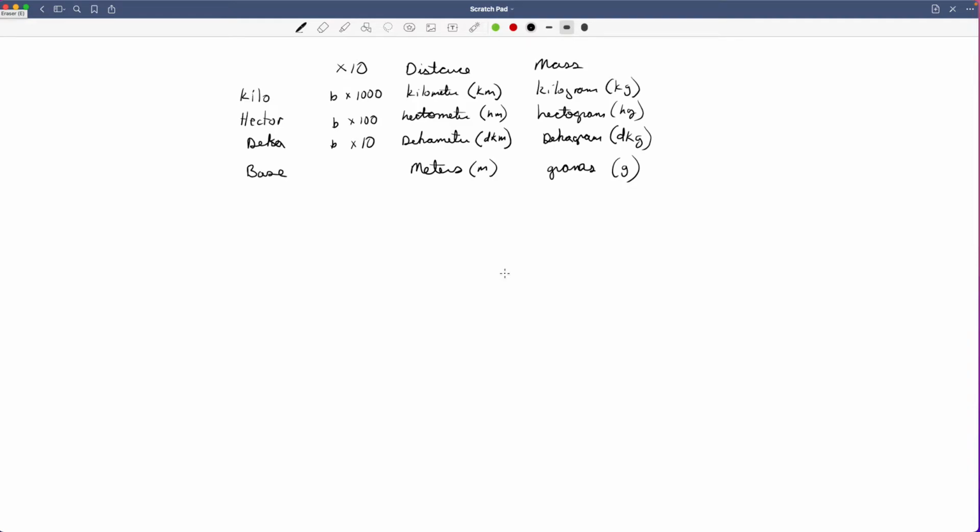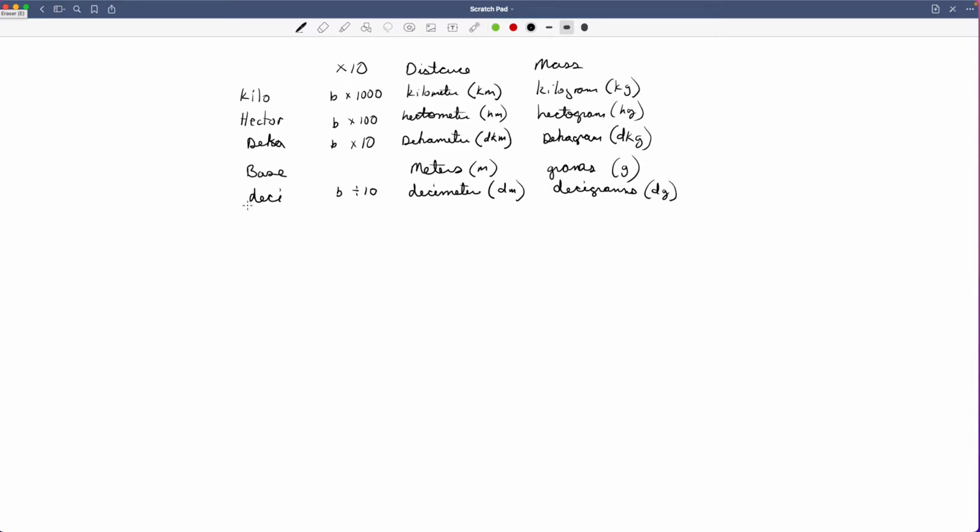But they also have smaller units. So you can go 1/10, and that's deci. So 1/10 is the base divided by 10. So that is decimeters, and that is going to be DM, or decigrams, and that is DG.